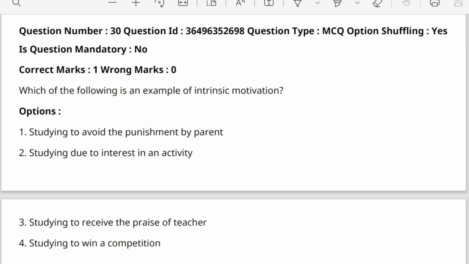So intrinsic motivation is motivation which comes from inside you. You are not being motivated by something which is outside, for example, a punishment which you want to avoid or a praise which you want to receive. So keeping that in mind, the correct answer is option 2, where you're studying due to interest in an activity.